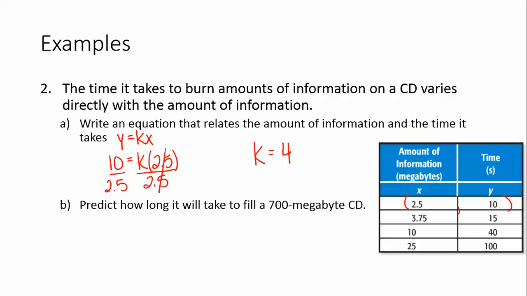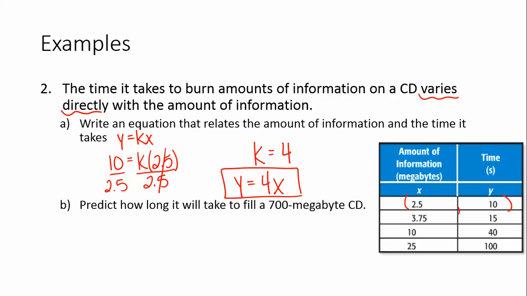Okay, now to write my equation. My equation is going to be y equals 4x. So I found the 4 by plugging in an x and a y ordered pair from the table. It doesn't matter which ordered pair you use because we were already told that it varied directly. So we knew that any ordered pair would have yielded the same k value, or the same constant of variation.